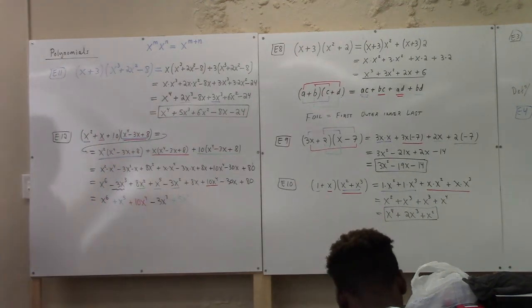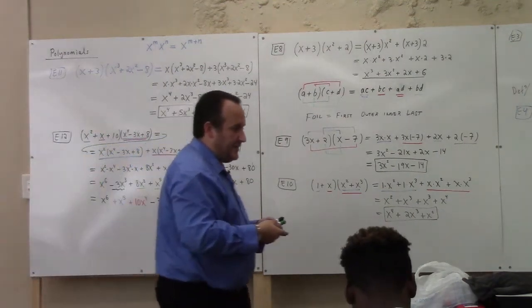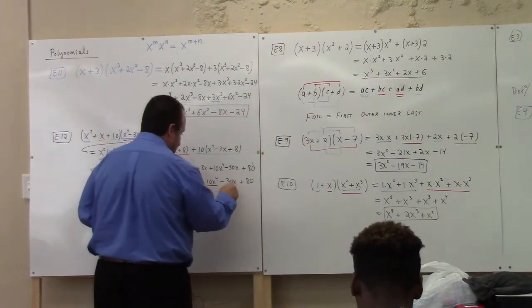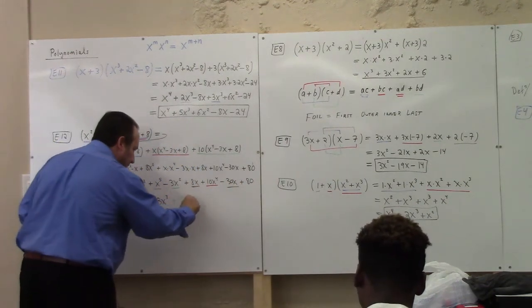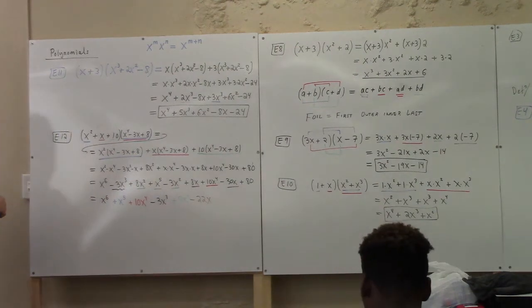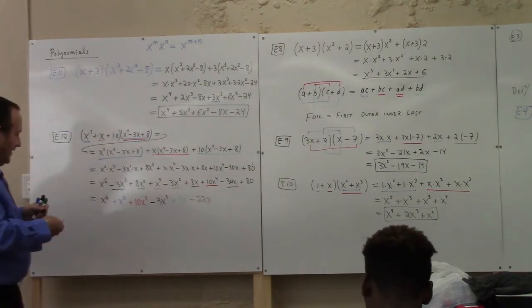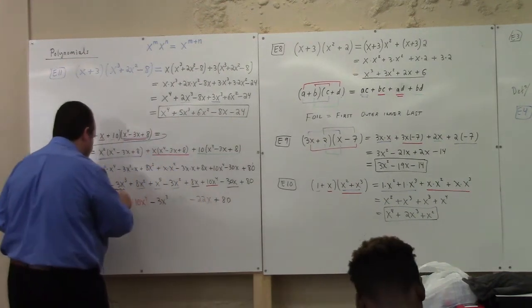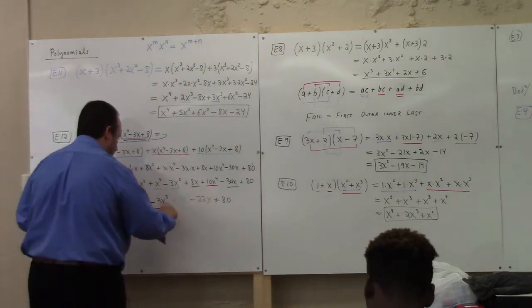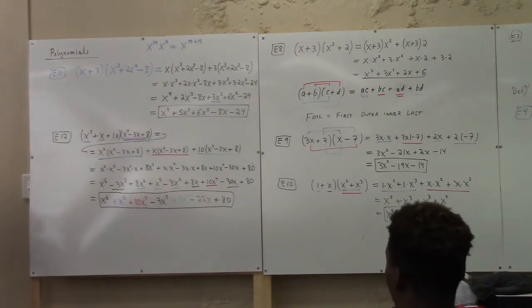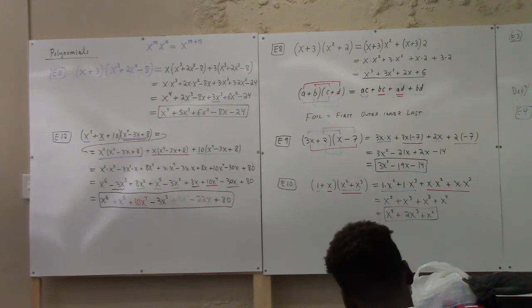Then what's left? We got the 8x, but we also got the minus 30x. We can combine those, right? Combine like terms. So what's that give us? Minus 22x, right? And then finally, the last but not least, 80. So this is how we multiply polynomials.